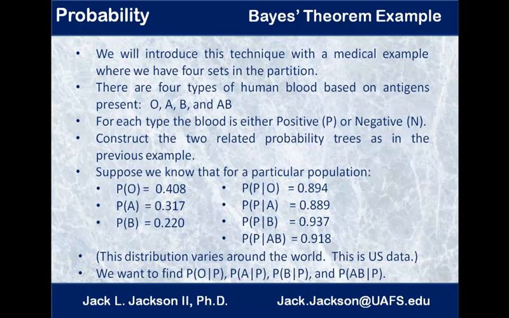So go ahead and make a probability tree, two trees. One that starts with the branches of O, A, B, and AB, and the other one starts with branches of positive, negative. Then take the second step and fill in the probabilities that we know. Do that now. Press pause.